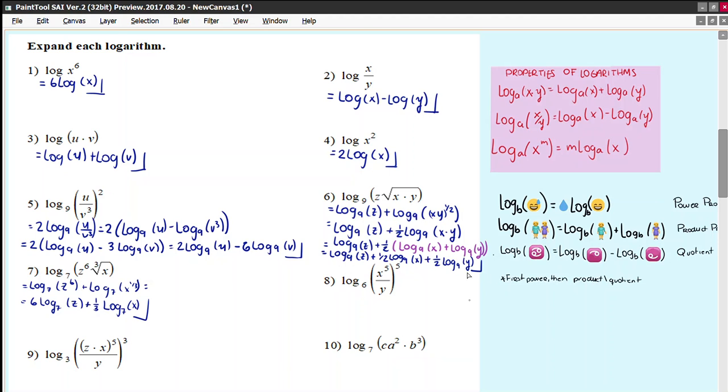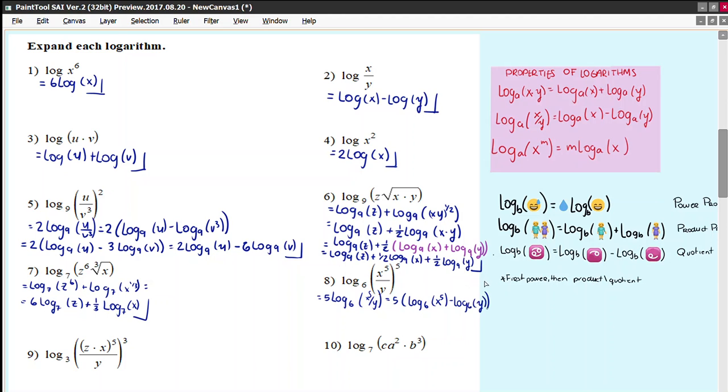Perfect. Exercise number 8. In this exercise, again, my argument is raised to a power. So the first thing you have to get rid of is the power. So this is 5 logarithm base 6 of x to the power of 5 over y. Next, you have a quotient, so you use the quotient property. So this is 5 times logarithm base 6 of x to the power of 5 minus logarithm base 6 of y.